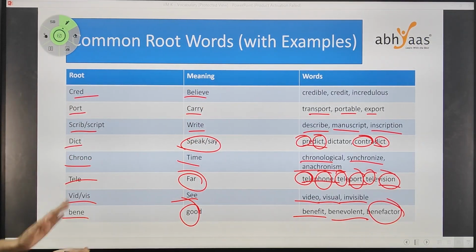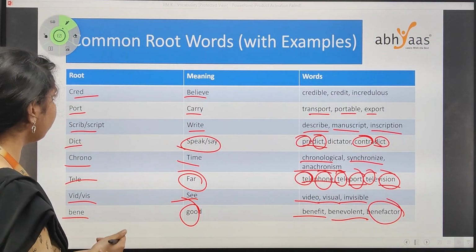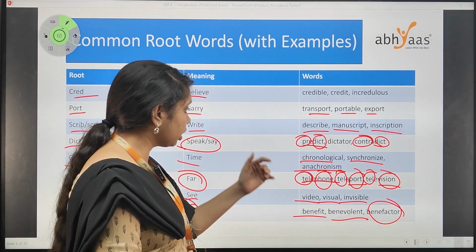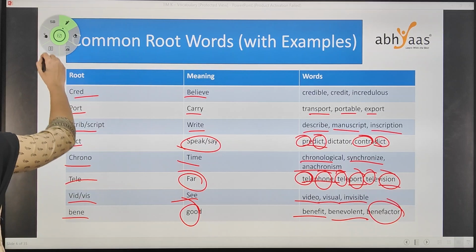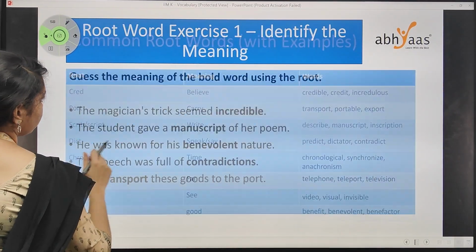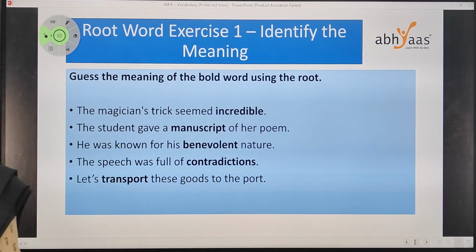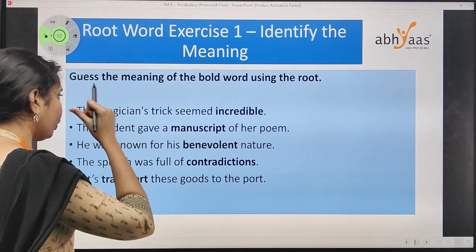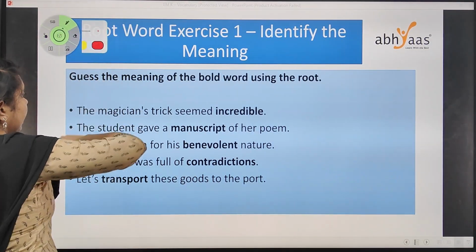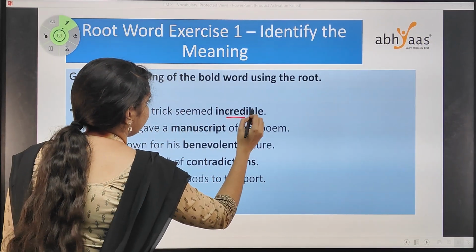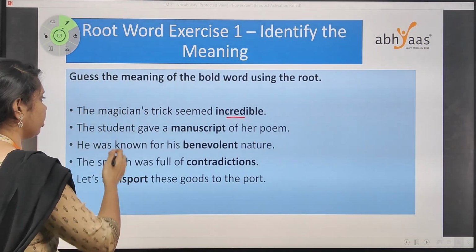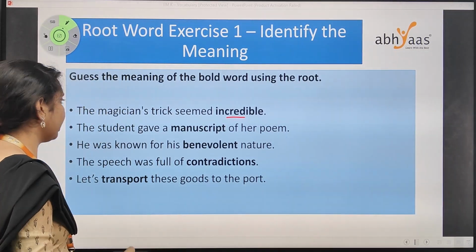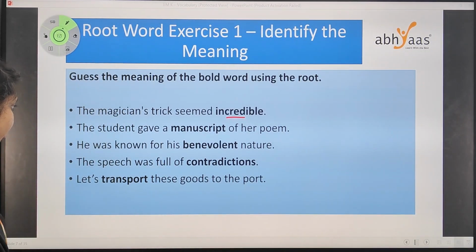So these are some of the root words if you haven't known them till now, and you can see how combination of some root words give rise to new words. So it's always useful to learn these words. Okay, chalo. Now guess the meaning of the bold words using the root. Okay, let's see. We have learned what is cred, right? So what is the meaning of cred? Cred is to believe. Incredible is you are not able to believe. The magician's trick seemed incredible. They were not able to believe that he actually did that.